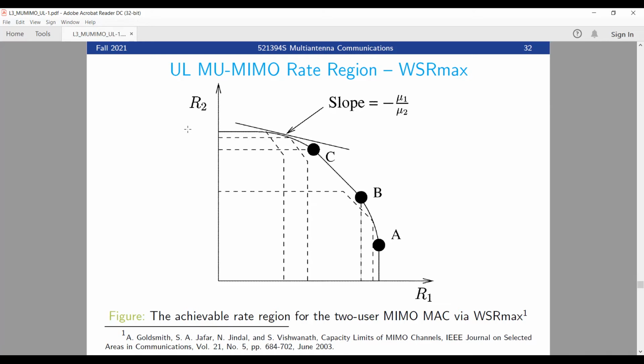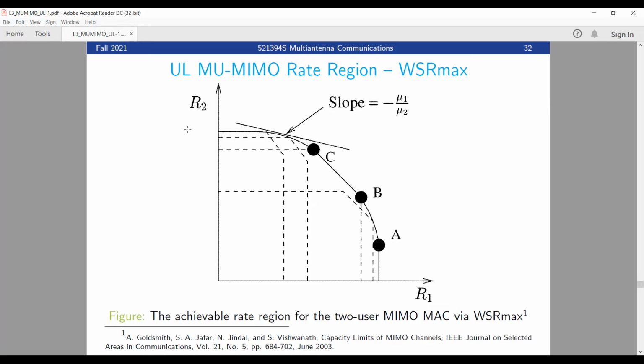Of course, this exhaustive search is not a feasible strategy. So what we do in practice to find these outermost points is weighted sum rate maximizers. What it means is that we set a relative weight ratio between users 1 and 2, and try to push the weighted sum rate as high as possible.